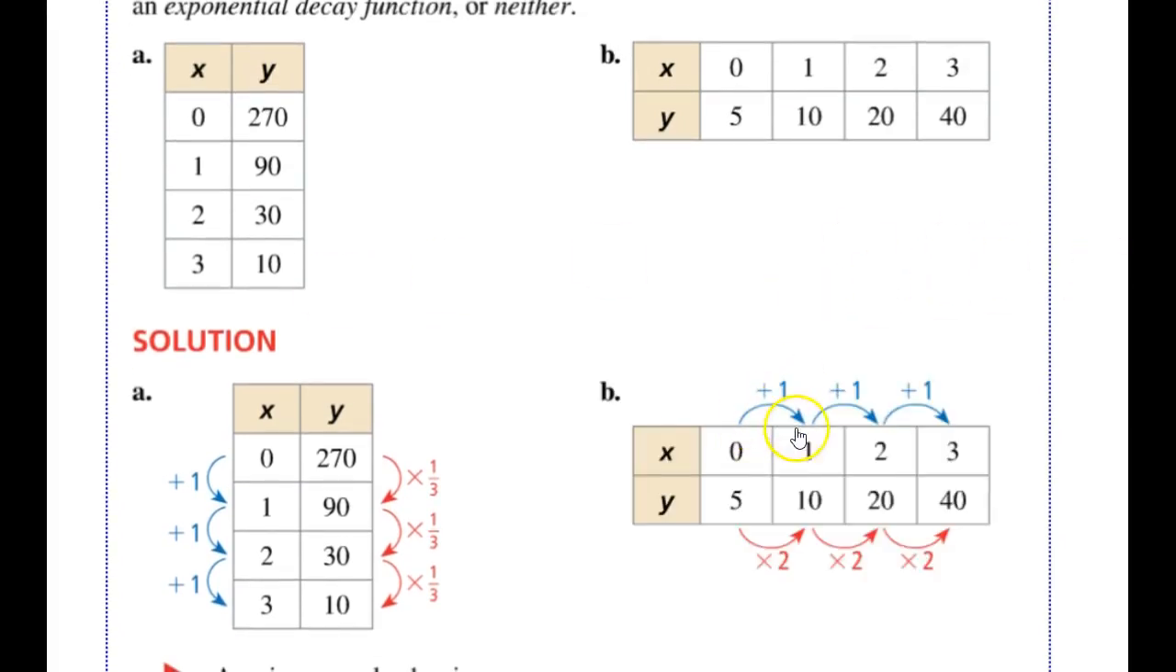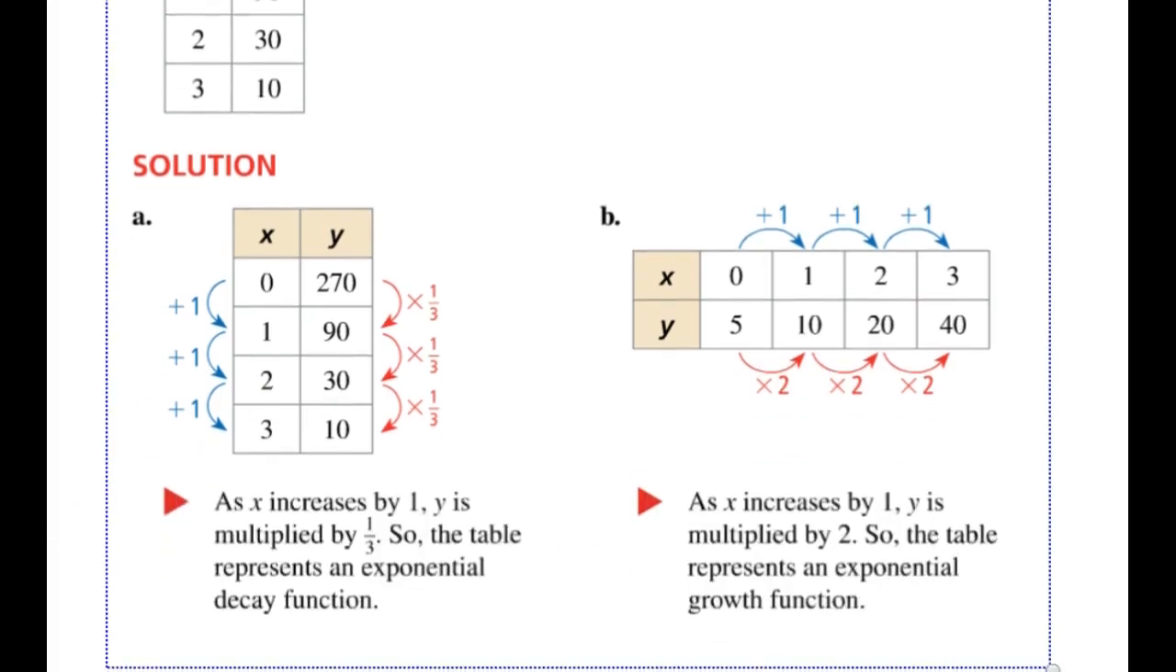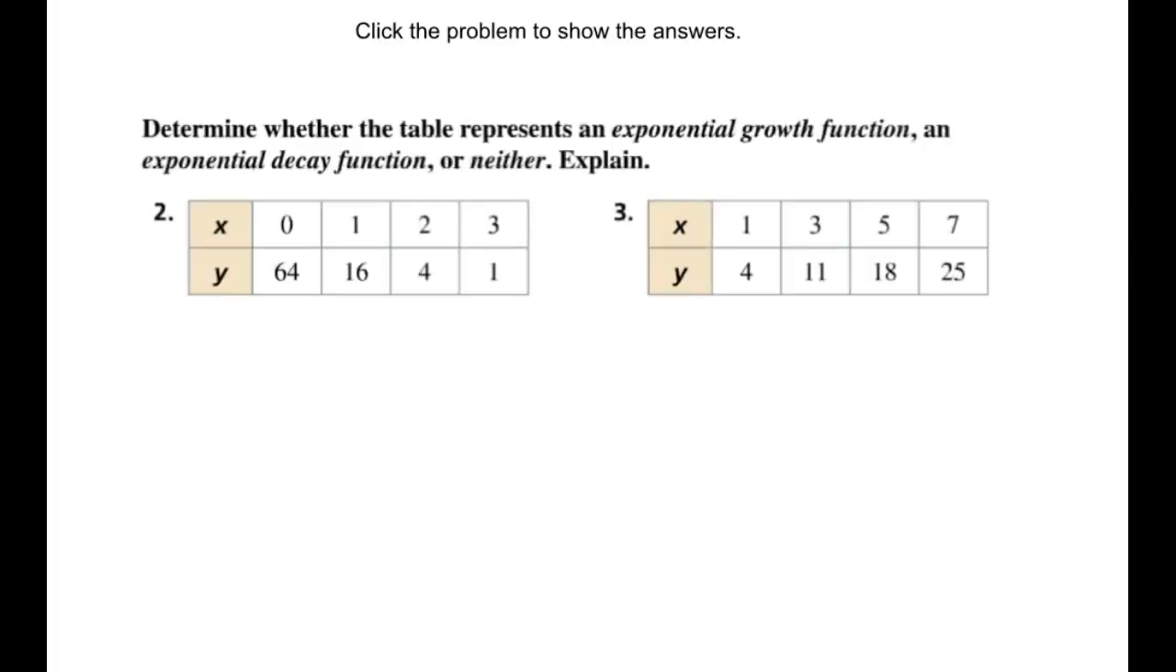So let's look at B. I see every time my x goes up 1, I multiply my y by the same thing. And I multiply by this value that's greater than 1, so I know that this represents exponential growth. Okay? So here's another monitoring progress. Take a look through this and see if you can figure out if it's growth or decay and why that is.